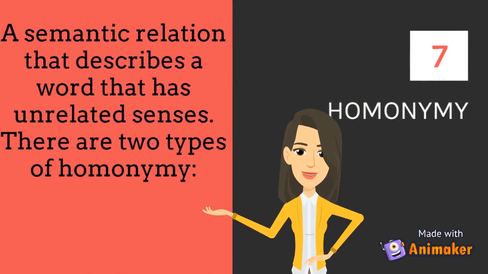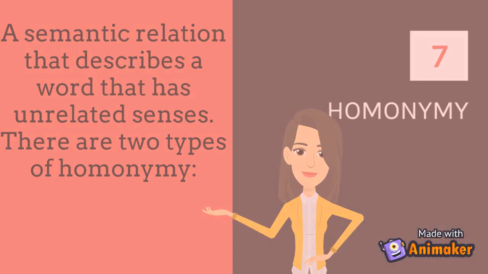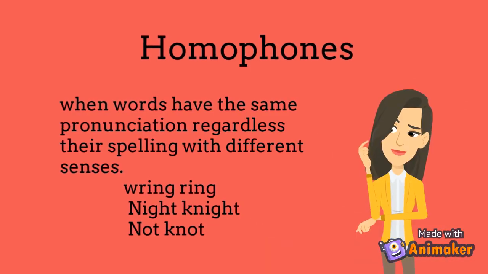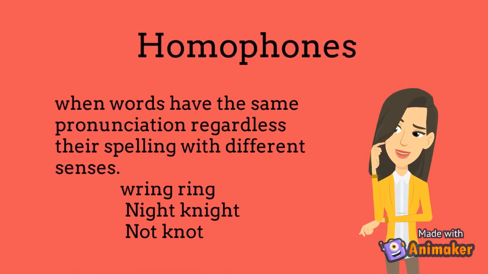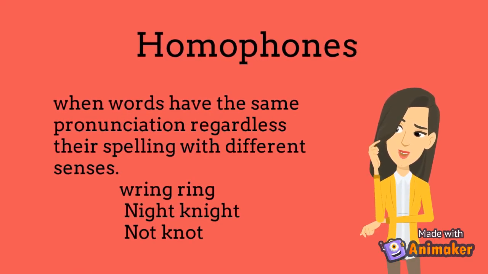The next relation is homonymy. This is a semantic relation that describes a word that has unrelated senses. There are two types of homonymy, homophones and homographs. When words have the same pronunciation regardless of their spelling with different senses, this is called homophones. The examples of homophones are ring and ring, night and knight, not and knot.